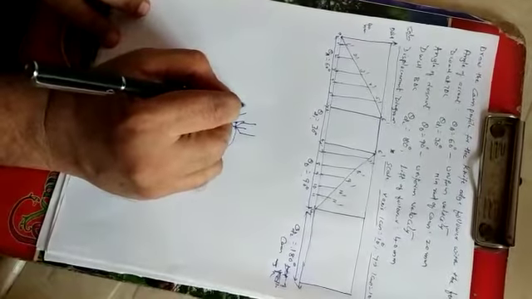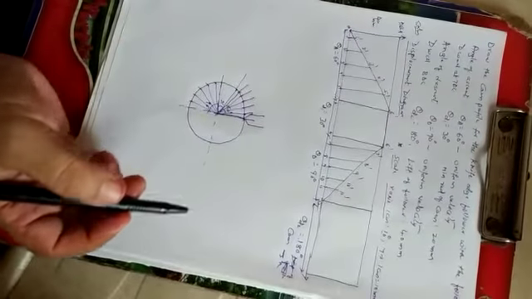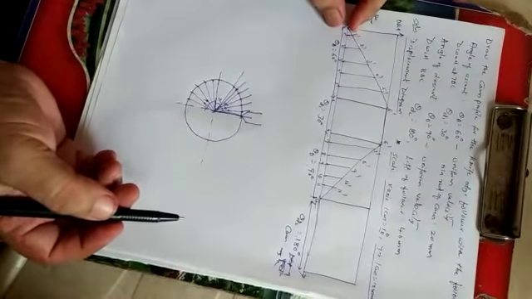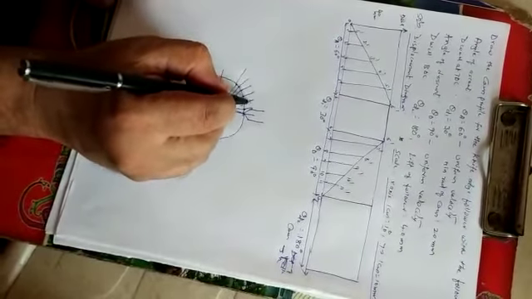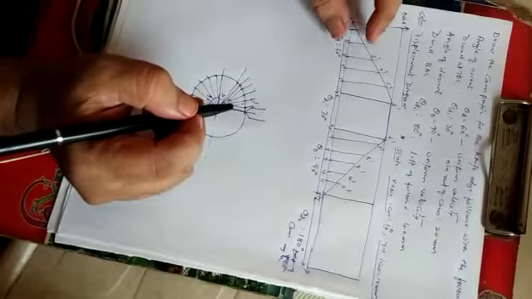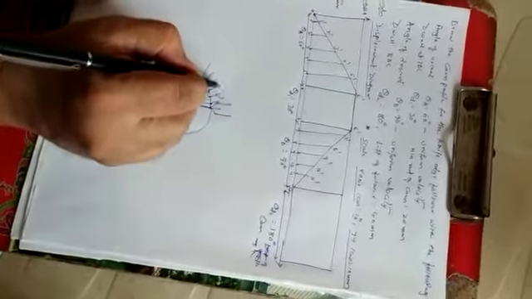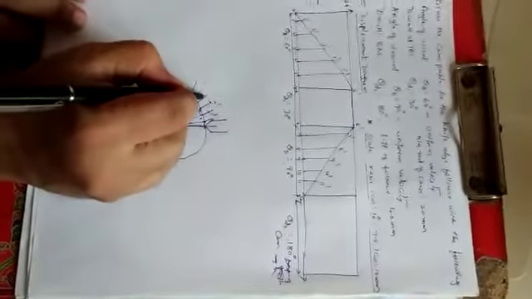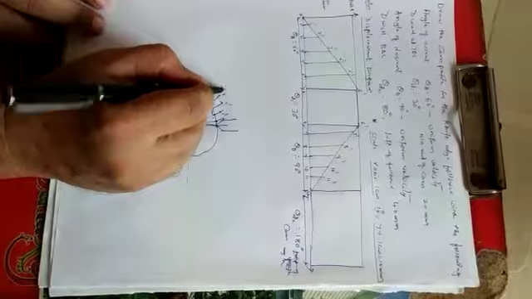With the help of the compass, I am going to take this length 1 dash, and from this point, this is the 1, I am going to cut here. This is 1 dash. Similarly, the length 2 dash, this point is 2, and I am going to cut the 2 dash here. And like this, the process continues. This is 3 dash, this is 4 dash.